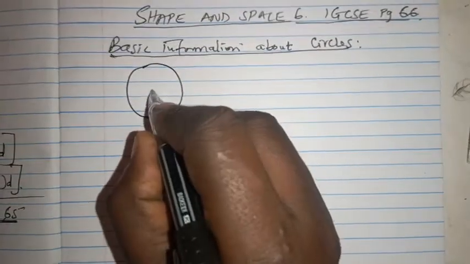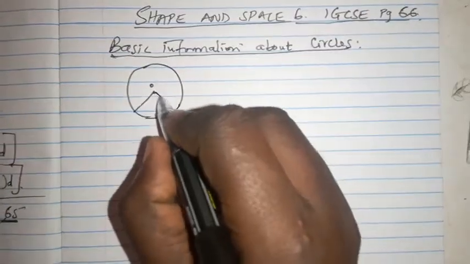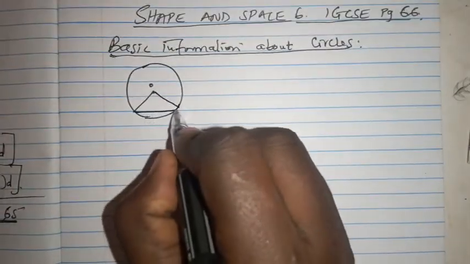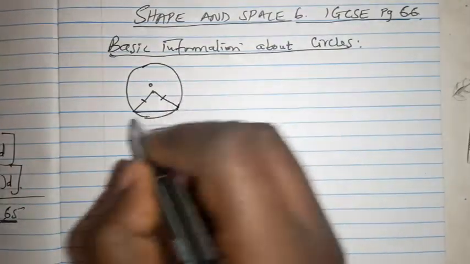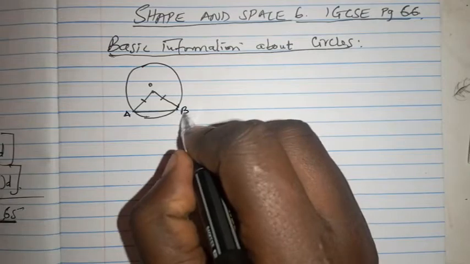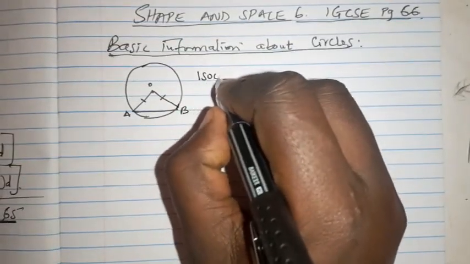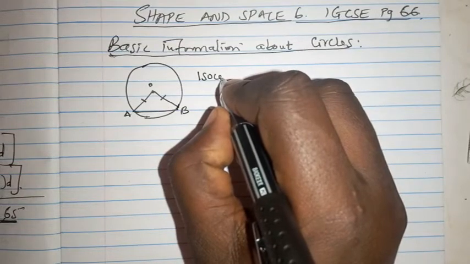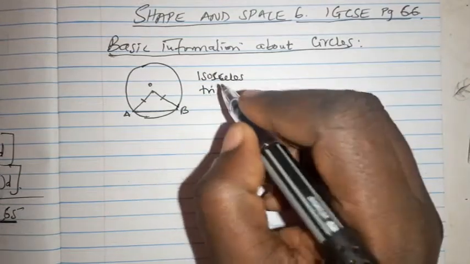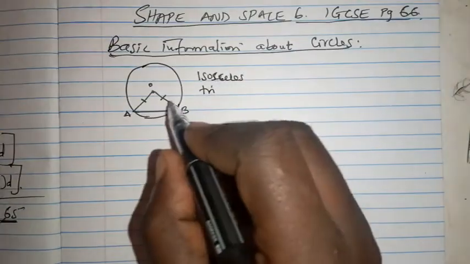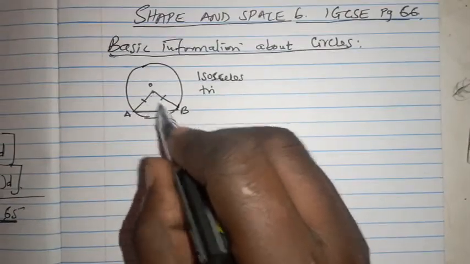Probably we may start there and say this: if you happen to have a circle of this nature, and this is the center of the circle O, and this is a radius, and this is a radius, and this happens to be a chord, then the radii are equal, and this is point A and this is point B. So this one is an isosceles triangle. Why isosceles? Because an isosceles triangle is a triangle whose two sides are equal.